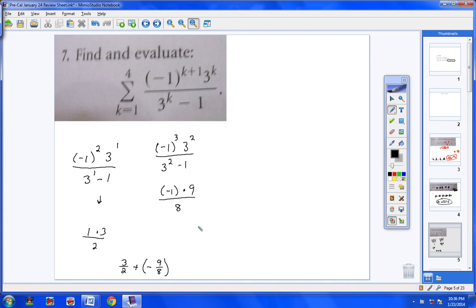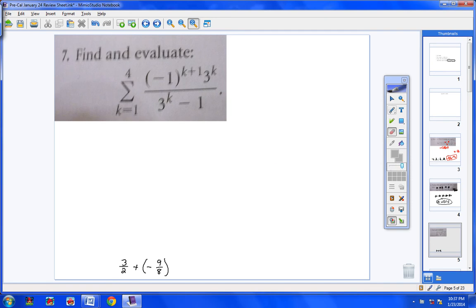All right, let's find the third term by putting a 3 in for k. All right, let's put a 3 in for k right here. 3 plus 1 is 4, so we have negative 1 to the fourth power, and then 3 to the third power, and then 3 to the third power minus 1. Negative 1 to the fourth power would be a positive 1 times 3 to the third power would be 27, and then down here we'd have 27 minus 1, which is 26, and so we end up with 27 over 26.